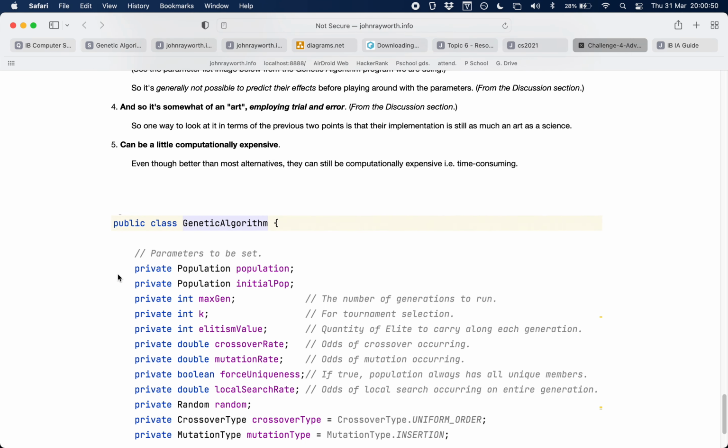I've got some down here: the crossover rate, mutation rate. So you just take your time and you change the elitism value. The thing is that they affect each other. So you just can't change one and say that this is a perfect number, because it might not be a perfect number when you change one of these other numbers.